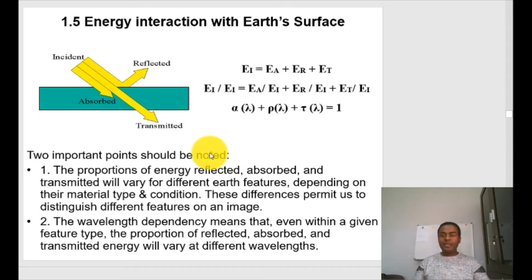For example, if your object is forest, forest by its nature will show high reflected energy in the near infrared portion of the spectrum than in the visible portion of the spectrum. Okay, these are the two most important points we will be using for identification of objects on satellite imagery.